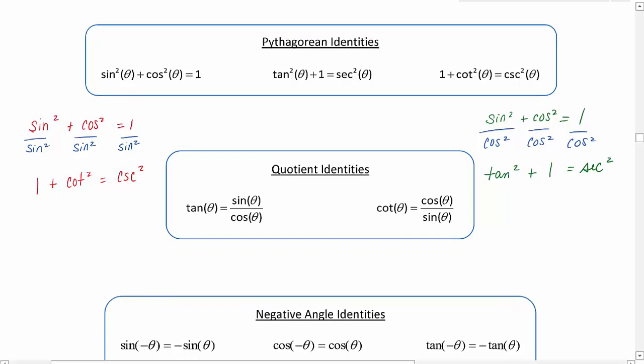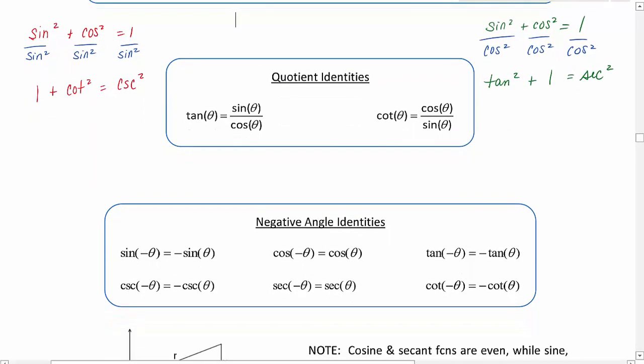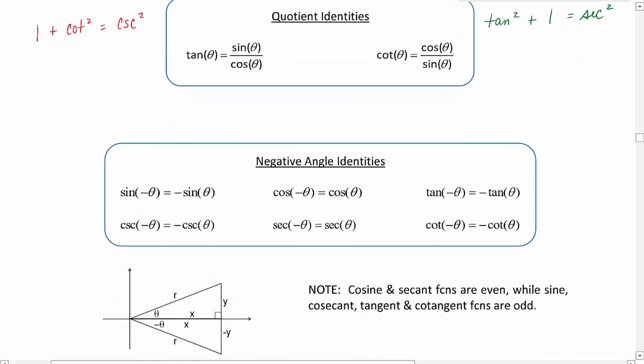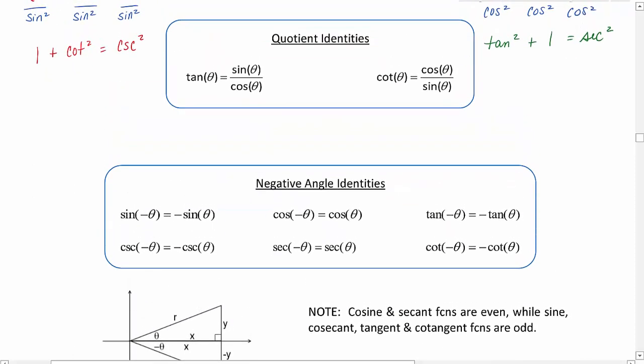Next, we have our quotient identities. These ones are familiar already to us as well. Tangent of theta equals sine of theta over cosine of theta, and cotangent of theta equals cosine of theta over sine of theta. Frequently, we like things written in terms of sine and cosine just because we do most of our work with that, and that's when the quotient identities really come into play for us.